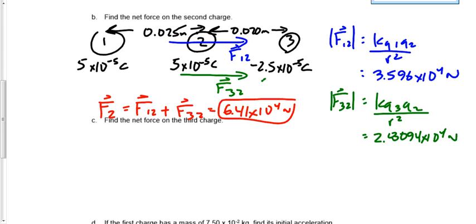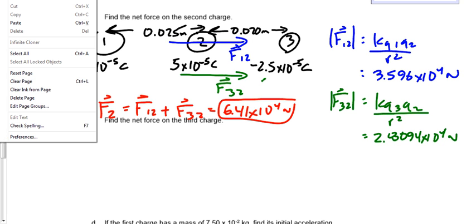Now let's take a look at number 1C, the net force on the third charge. Let's put our diagram down there again.